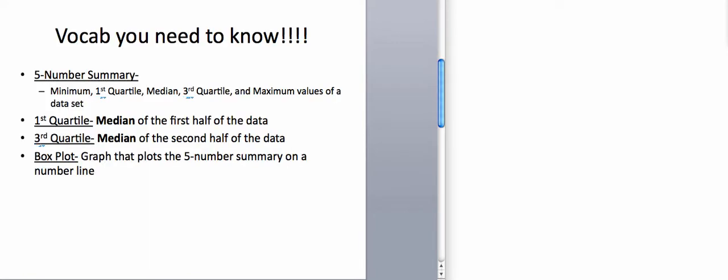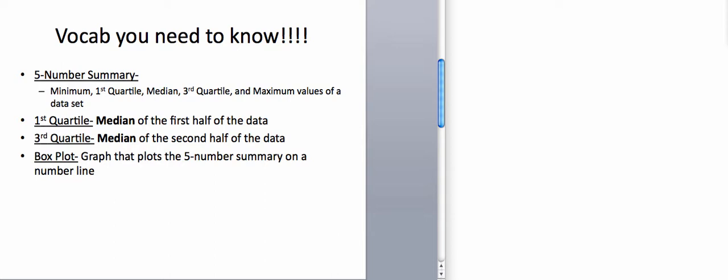We are looking at section 1.3, which is 5-number summaries. A 5-number summary is over here on the left side. It's the vocabulary you need to know. It's min, first quartile, median, third quartile, max values of a data set.